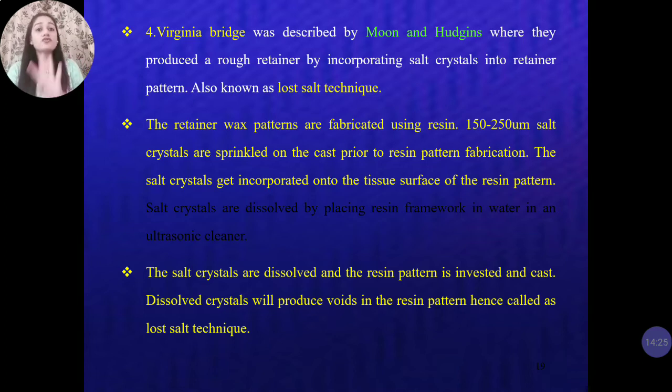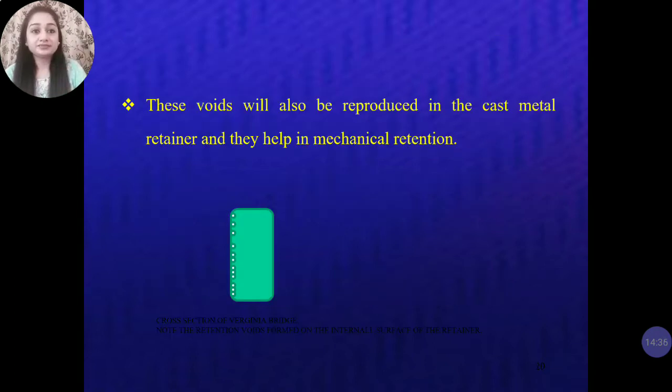So we saw the fourth technique, which is Virginia bridge. Virginia bridge is also called lost salt technique bridges. This is a cross section of a retainer of Virginia bridge, wherein the microporosities are developed using salt crystals. So these voids will also be reproduced in the cast metal retainer and they help in the mechanical retention.